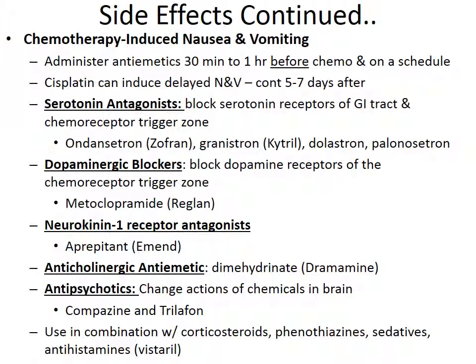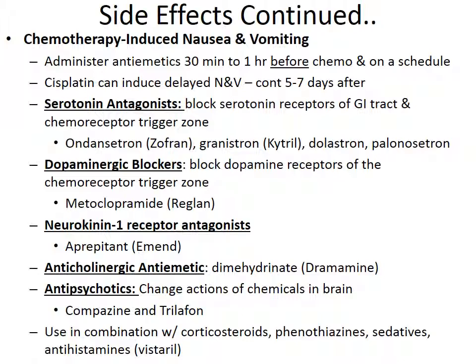There are several different types of chemotherapy antiemetics. First one including the serotonin antagonists. They block the serotonin receptors of the GI tract and chemoreceptor trigger zones. These drugs are Zofran and Kytril. Dopaminergic blockers block the dopamine receptors of the chemoreceptor trigger zones and include Reglan. The neurokinin-1 receptor antagonists are Emend, and the anticholinergic antiemetics include Dramamine.